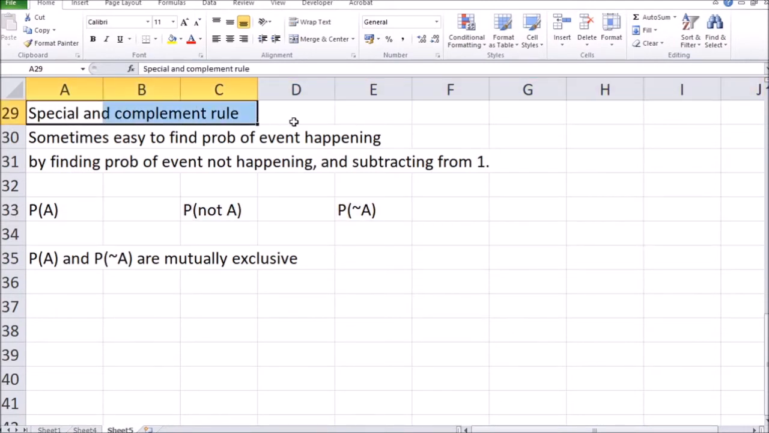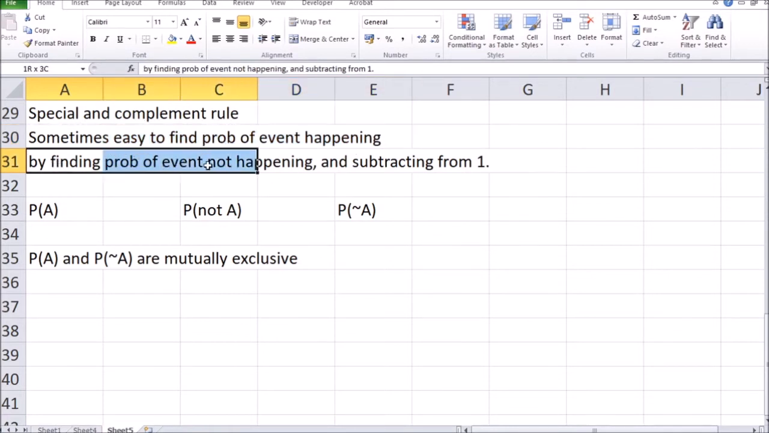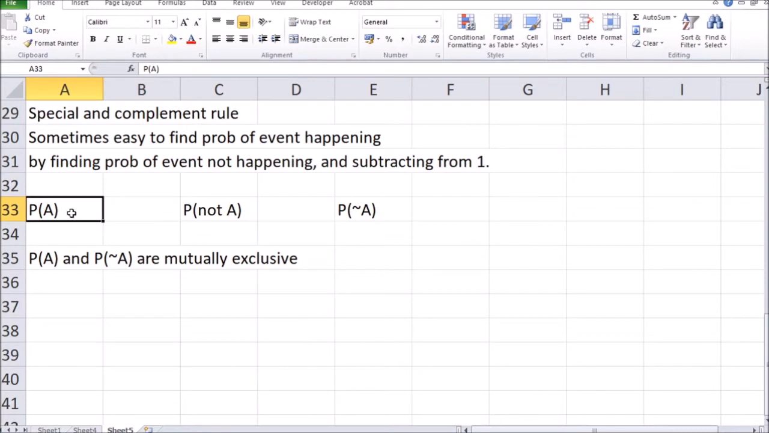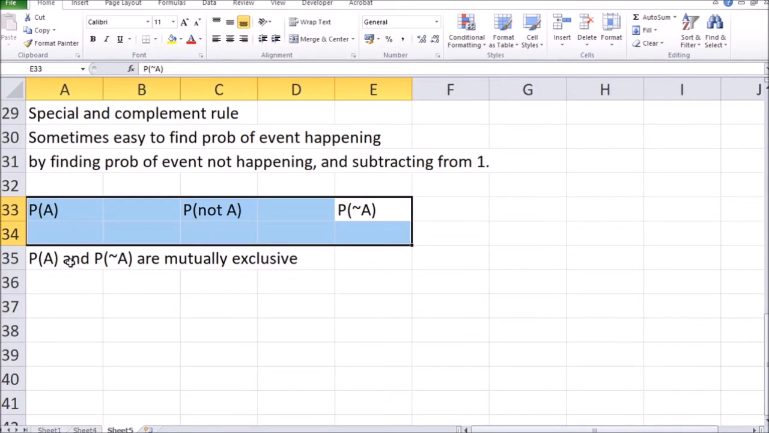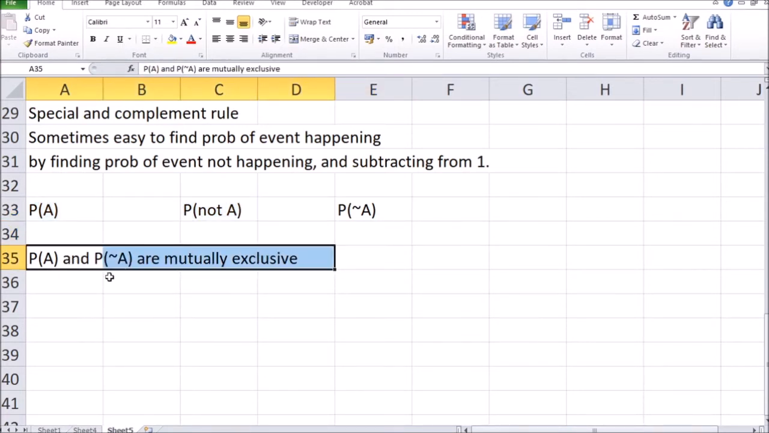Next, moving on to our complement rule. The complement rule can be useful when it's easier to find the probability of an event happening by first finding the probability of the event not happening and then subtracting that probability from 1. So if we have some event A, it might be easier first to find the probability of A not happening, the probability of not A. In probability, we use a small tilde to denote not A. Then we find the probability of A by subtracting this probability from 1. Of course, for this to work, the event of A happening and the event of A not happening must be mutually exclusive.